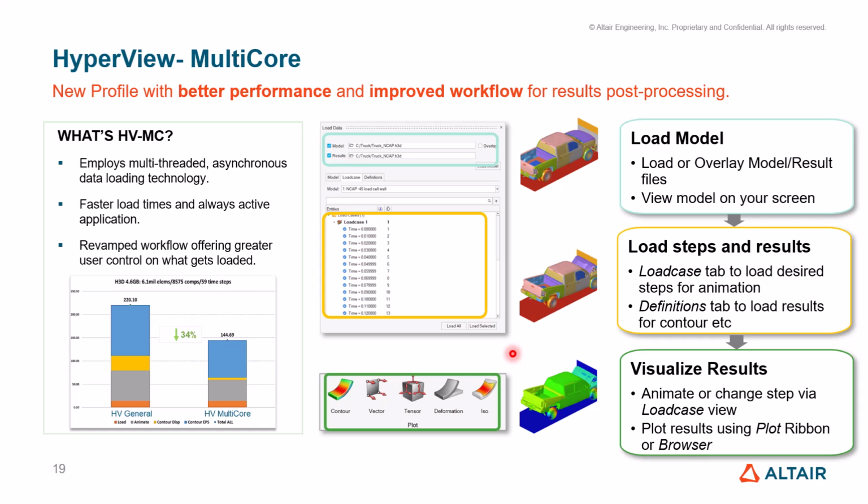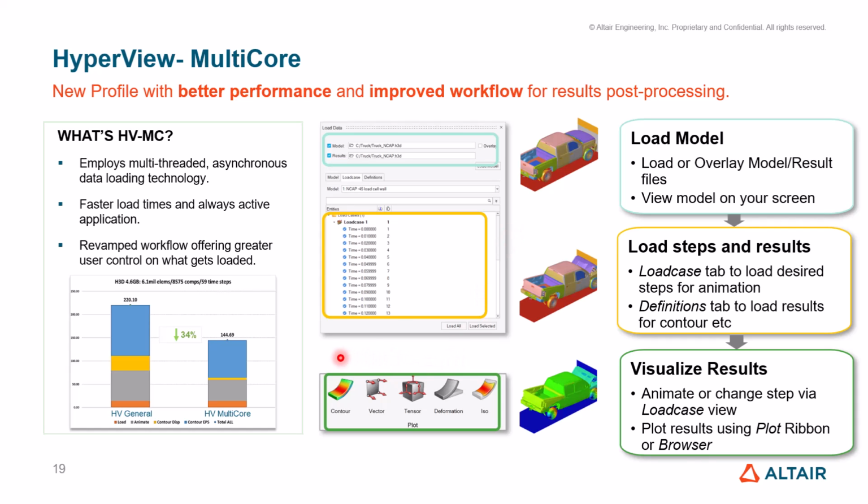The main differences with HyperView General is that it has a different dialog when you want to load the model. As you can see, it's a bit different than HyperView General. So in order to load the model and the results, you have to import directly the results file. Also, the dialog is a bit different on how you load steps and results. But we will discuss importing subcases and data in later videos in this series about HyperView MultiCore.